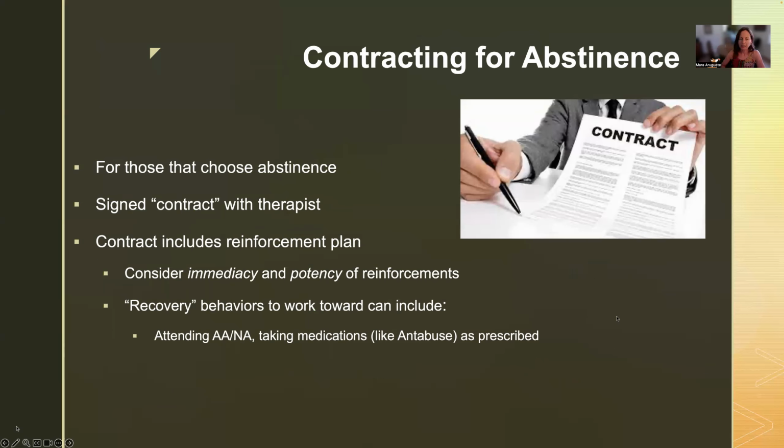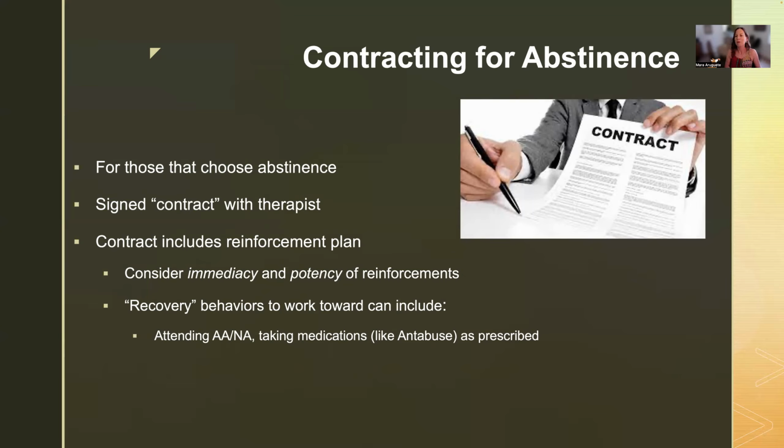Okay, going to talk about the next treatment here, contracting for abstinence. And this is for people who choose abstinence. If you say, okay, I'm not going to do this anymore. I'm not going to drink anymore. I'm not going to use marijuana anymore at all, right? One of the ways in which this is done in contingency management therapy is that one does a signed contract with the therapist. Now, it's really not a contract in the sense that it's legally binding, but still it's typed up. The therapist gets a copy, the client gets a copy, and it lays out the whole plan.